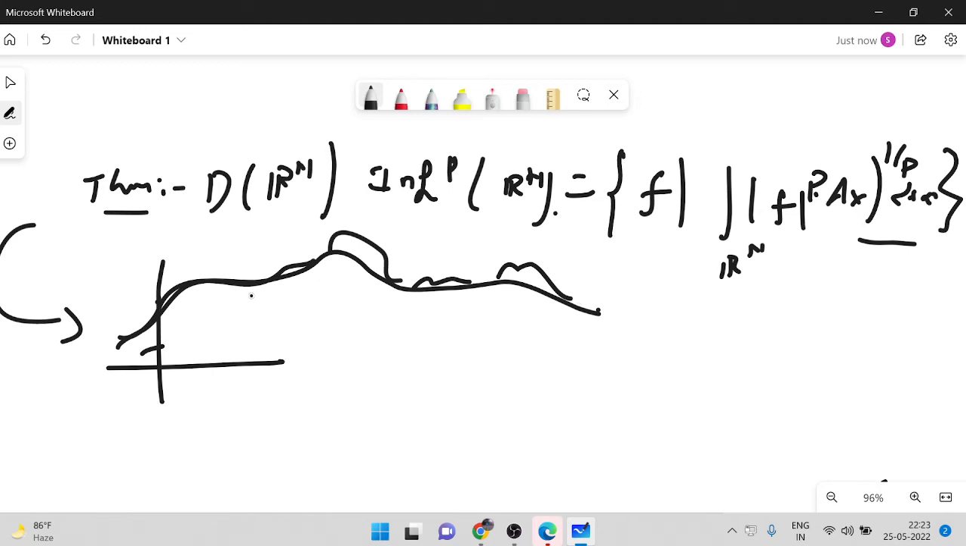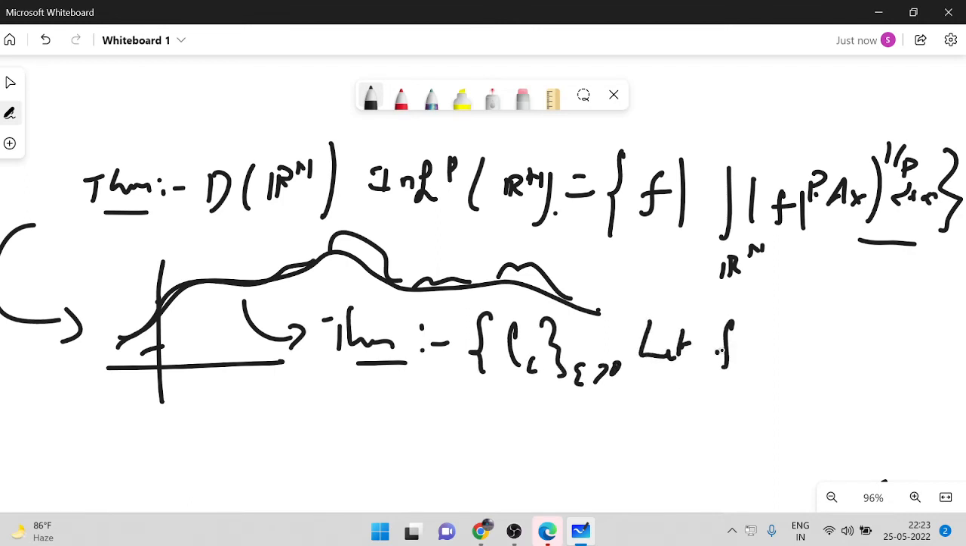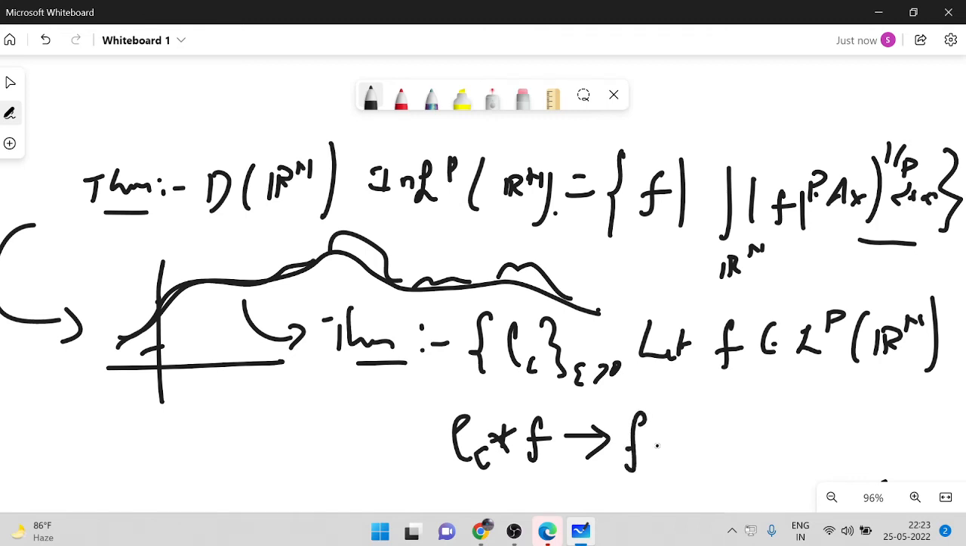Another theorem is that, if you again have the family of mollifiers and let f belong to Lp of Rn, then the convolution of the mollifier with the function uniformly converges to the function if f is compactly supported in Lp.